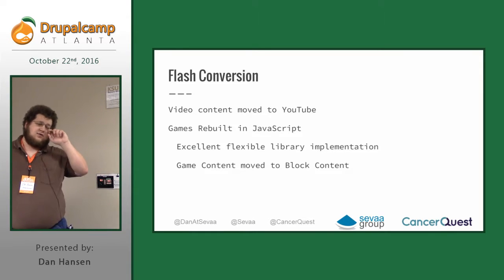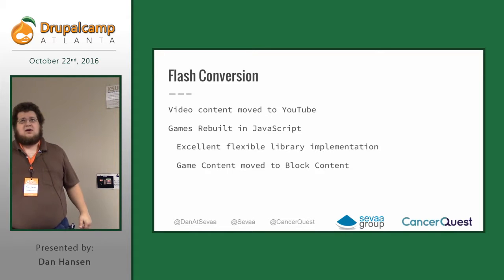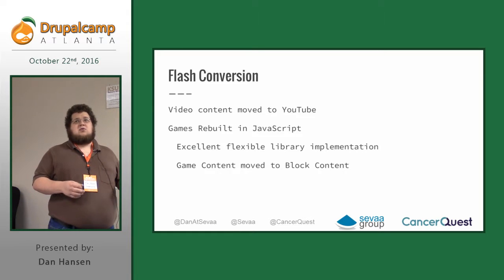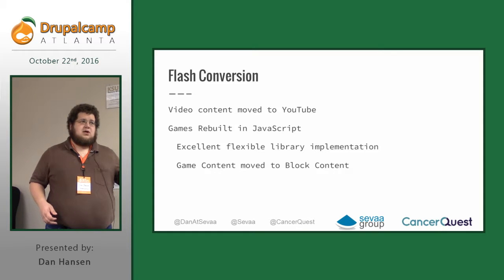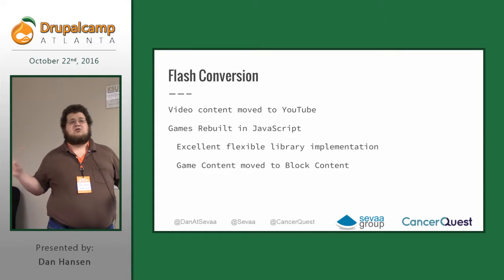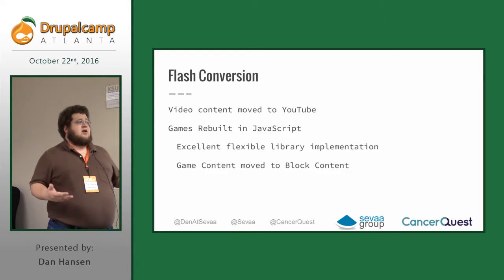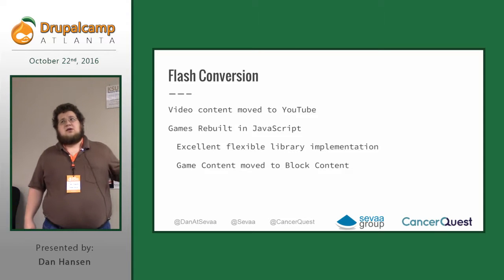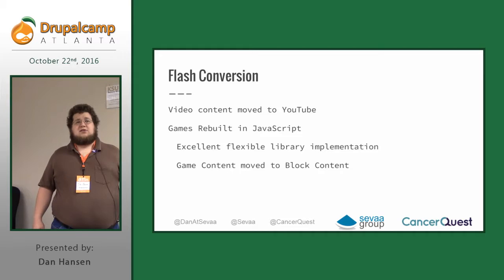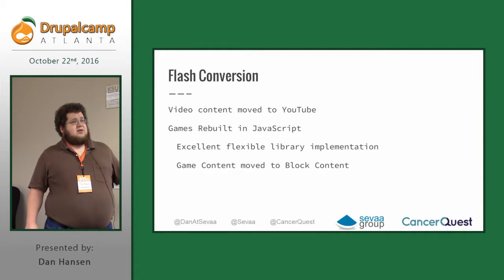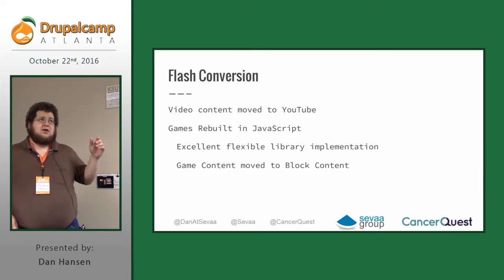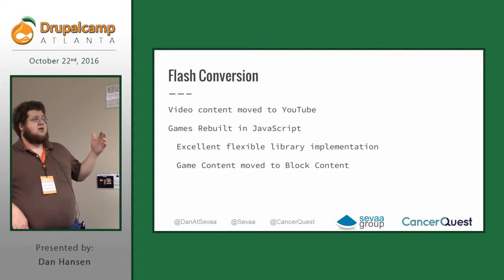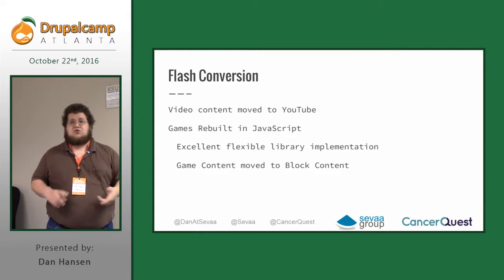The game content, we actually had games that had a lot of the same functionality in them, but the backend content was different. So you would have a game about cancer metastasis, and you'd have a game on cell structure, but they'd be the same game, they would just have different answers. So our solution for that was to move it to block content. Block content is in core. It is essentially entities for blocks. And what that means is instead of having a block being a piece of configuration that you have to manage through that blocks page, it actually becomes an entity that you translate.